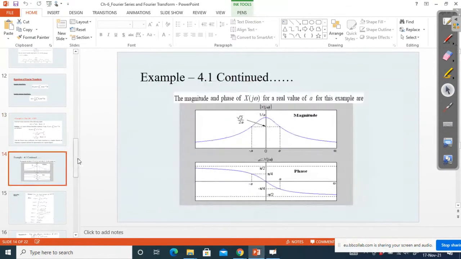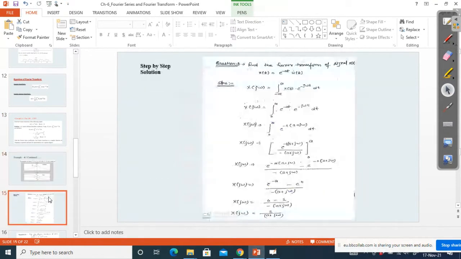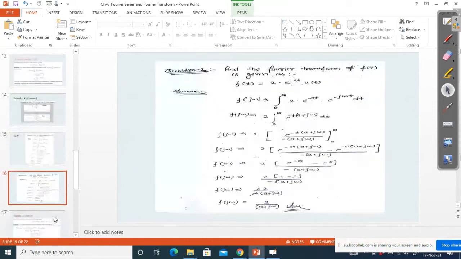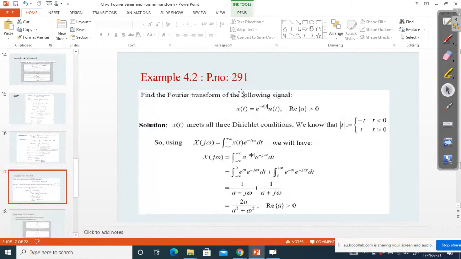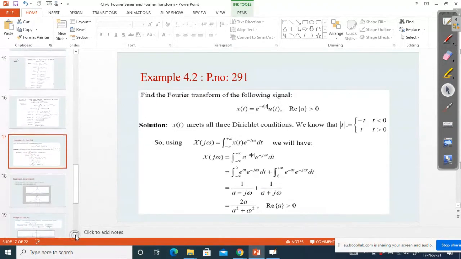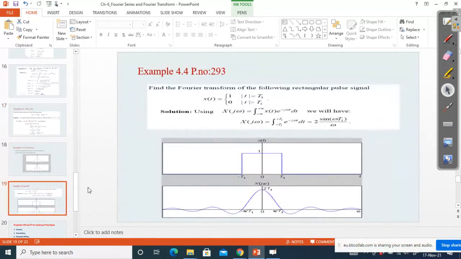Now after this, you can see I have solved this example step by step here, and there is one more example for you, example number 2, to find the Fourier transform. Now example number 4.29.1, you can skip this example because it is very lengthy.